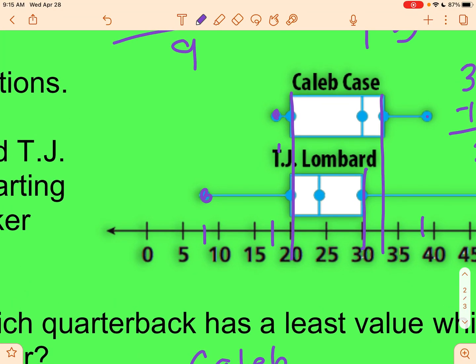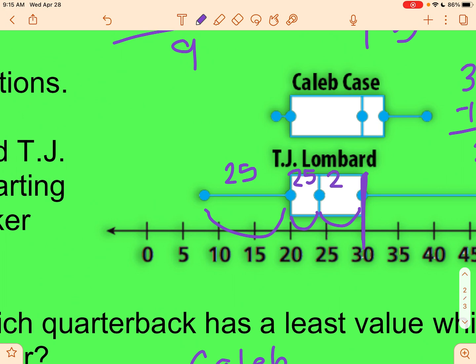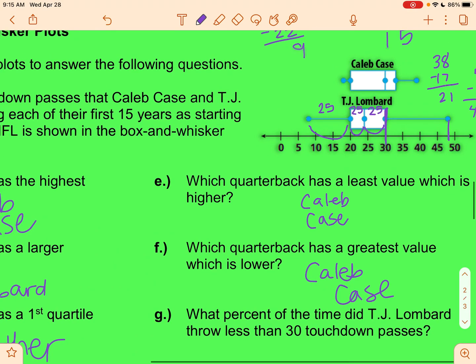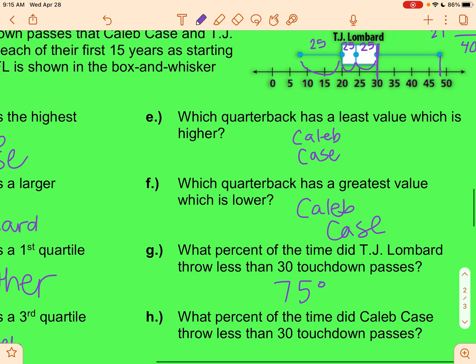Alright, so we need to find 30 on this number line. And remember, we're looking for TJ. So 30 is about right here. We need to figure out the percent. From here to here, that's 25. From here to here, that's another 25. And from here to here, that's another 25. How many 25s is that? Right, that's 3. So that is a 75% chance that he threw 30 touchdown passes, or less than 30, I should say.